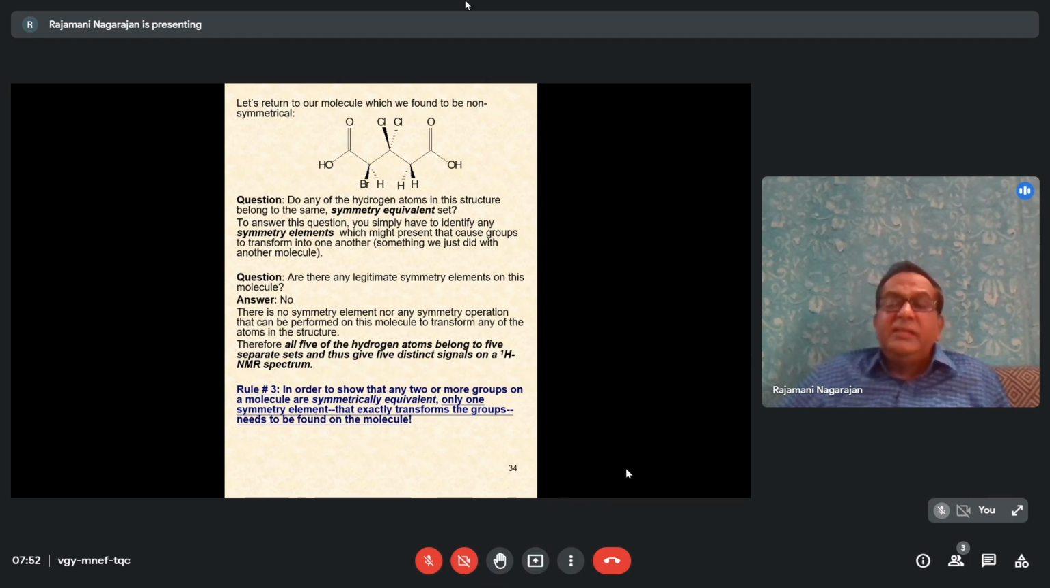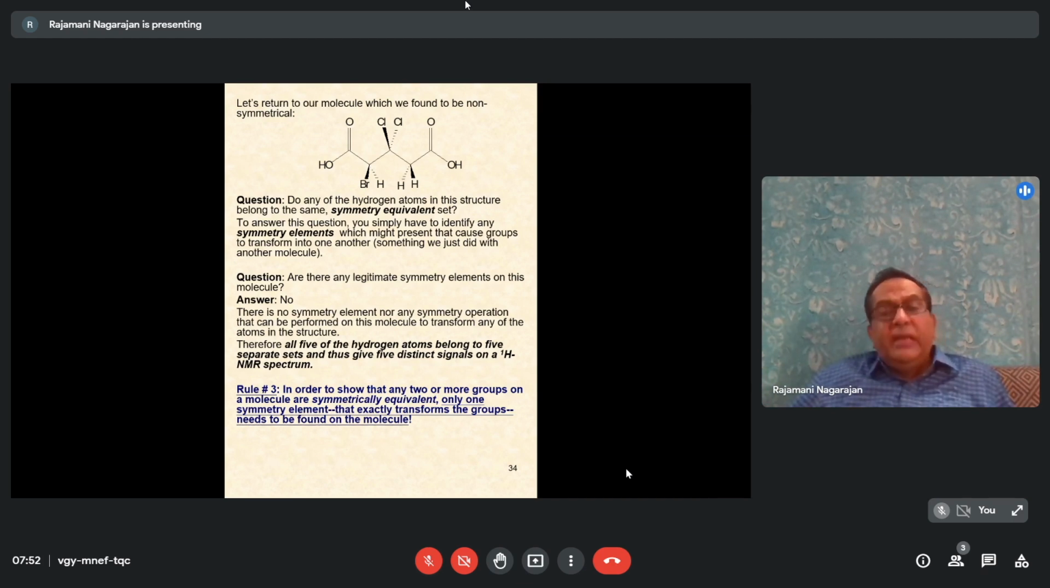Initially we said a molecule containing different environments gives different signals. Then we look into the entire molecule and whether one half can be replaced with the other half. Now we are saying one half cannot be replaced with the other half. That means, are there any legitimate symmetry elements in this molecule? No. There is no symmetry element nor any symmetry operation. And therefore, all of the 5 hydrogen atoms belong to 5 separate sets, and they give 5 distinct signals on a proton NMR spectrum. So you can see the influence of symmetry on the results that you get on the proton NMR spectrum.